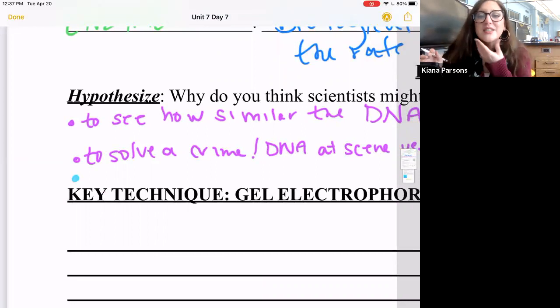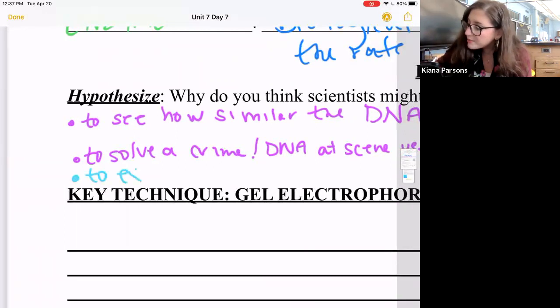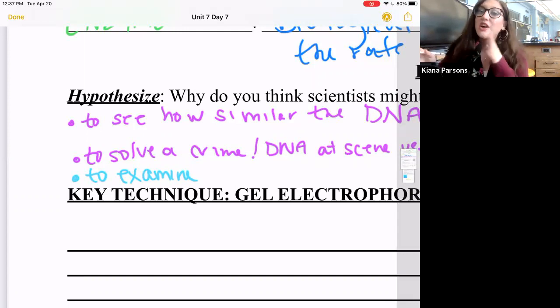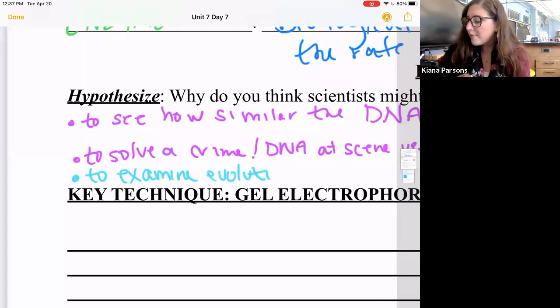But some other reason that scientists might want to compare the sequences of DNA between two organisms is to examine evolutionary relationships between species. So if two different species have similar DNA, it might indicate that they evolved from a common ancestor. And we're going to look at that in a lab in our next unit. So you probably didn't come up with that one on your own, but go ahead and write it down.